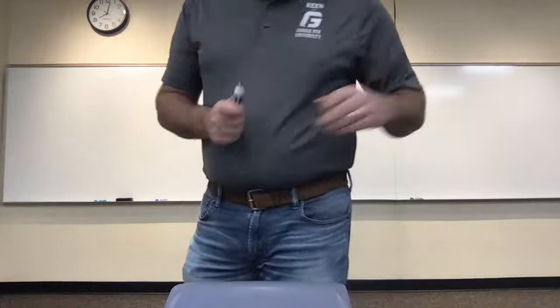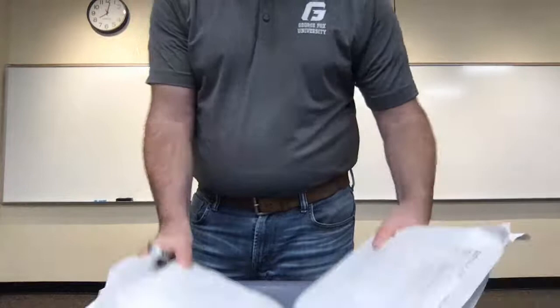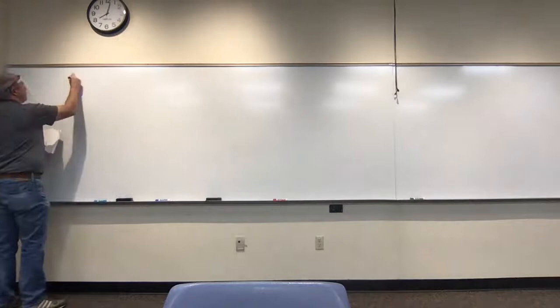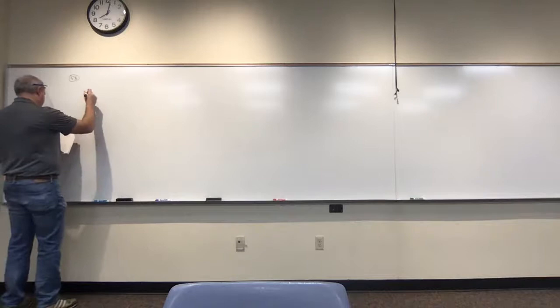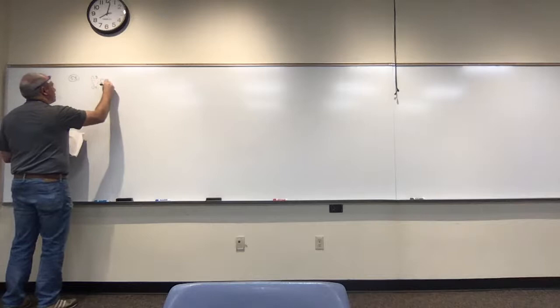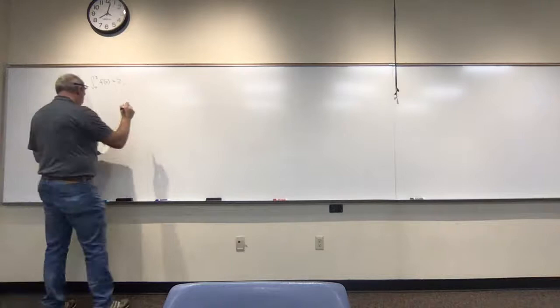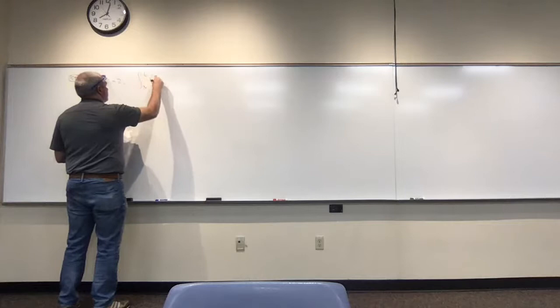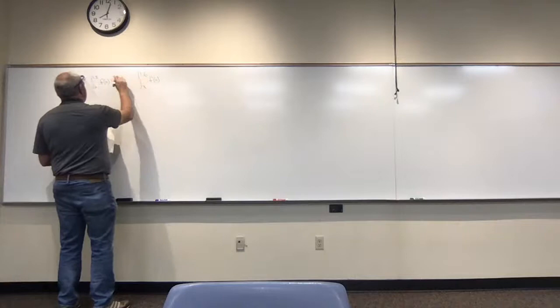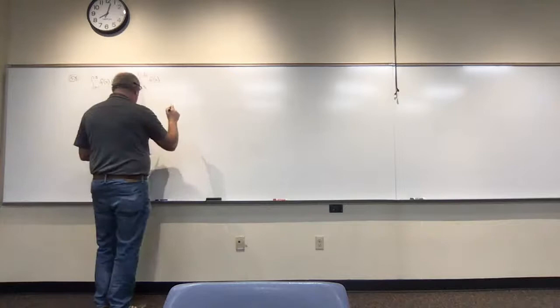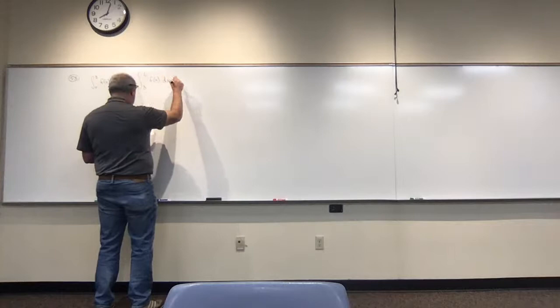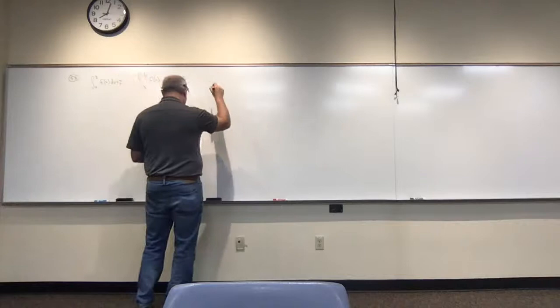Okay, so somebody said number 53. All right, so number 53, we have properties of integrals and we get some things given to us. We have that the integral from 0 to 3 of f of x dx equals 2. We also get that the integral from 3 to 6 of f of x dx is equal to negative 5. And we also have the integral from 3 to 6 of g of x is 1.